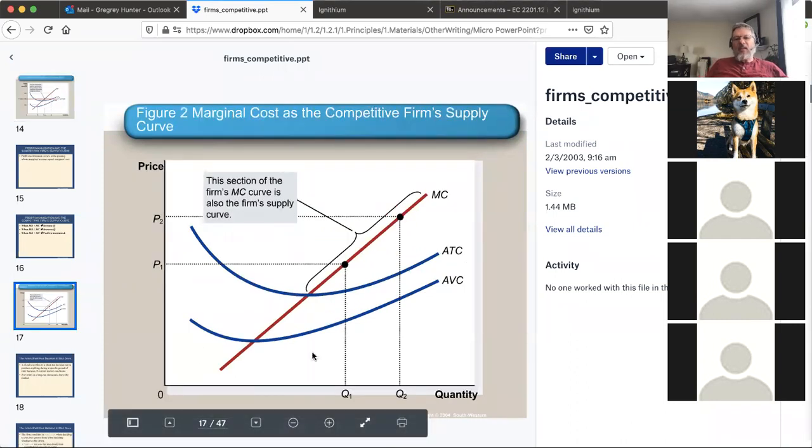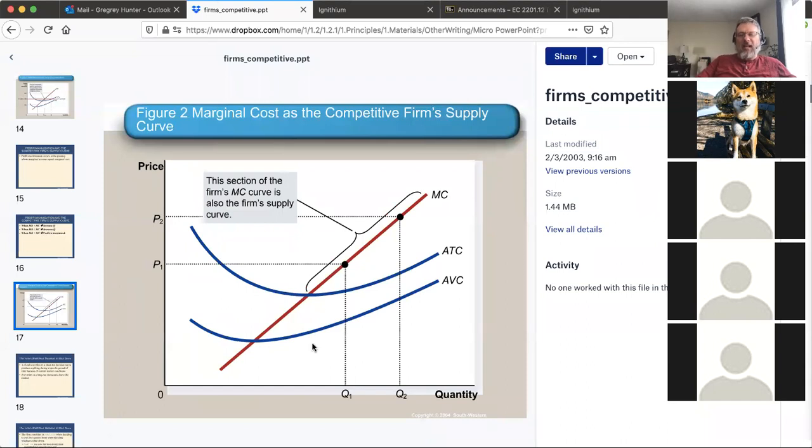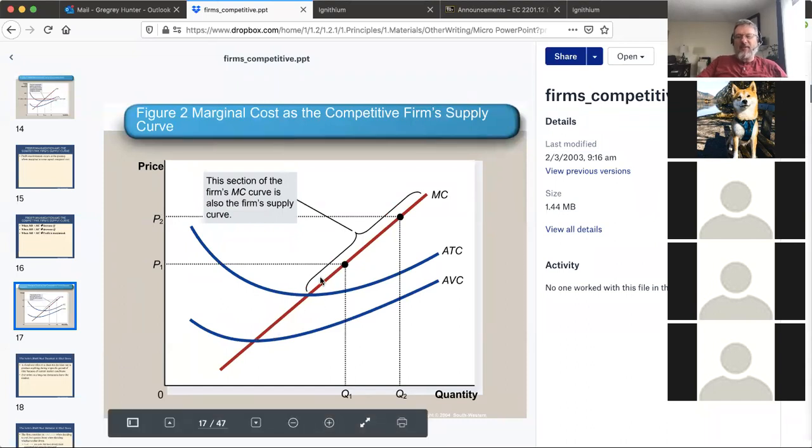So the other thing that we talked about, and I mentioned last time, is that this graph isn't quite right, because the bracketed portion should go all the way down to where the marginal cost curve crosses the average variable cost curve.